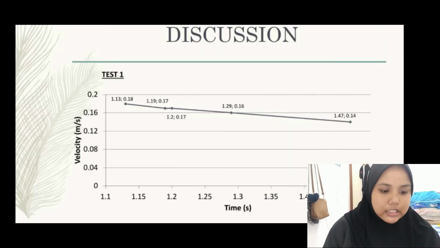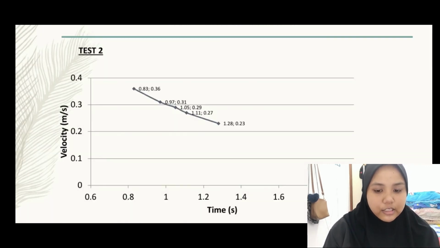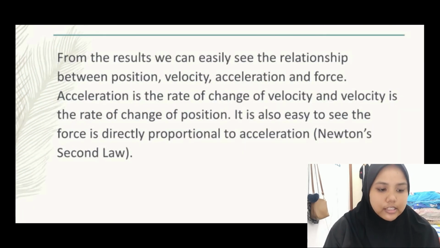For the discussion, from the result we can easily see the relationship between position, velocity, acceleration and force. Acceleration is the rate of change of velocity. It is also easy to see that force is directly proportional to acceleration, as in Newton's second law.